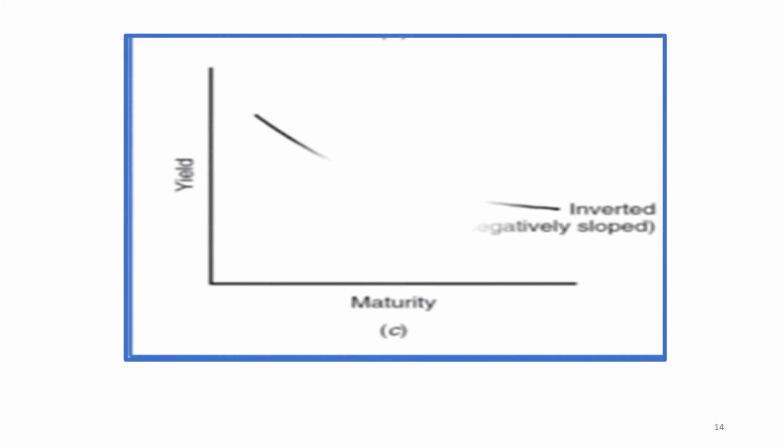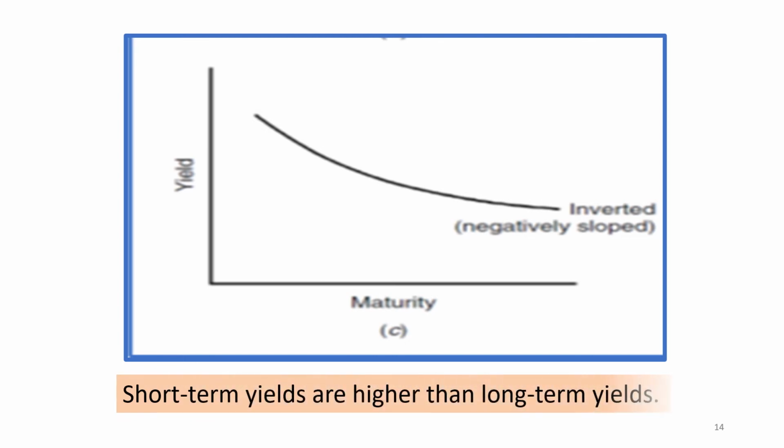There have been times when the yield curve is negatively sloped, in which the longer the maturity, the lower the yield. This shape is referred to as an inverted yield curve. Short-term yields are higher than long-term yields. Long-term investors have the perception that interest rates will decline in the future. A downward sloping yield curve signifies that the economy is in or about to enter a recessionary period.